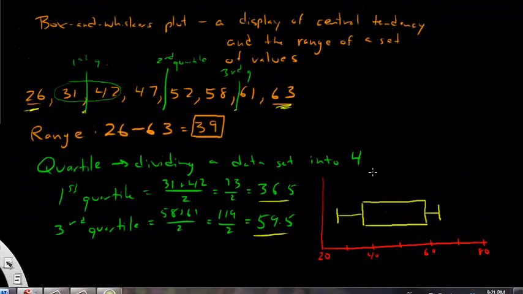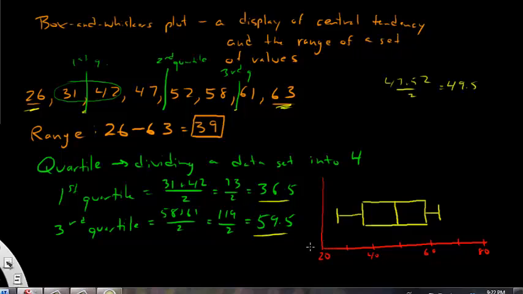And the last thing that I do is I draw the median, which we determined earlier to be, what was it? 47 plus 52 over 2 equals 49.5. So the median right there. And that's it. And that's our box and whiskers plot.